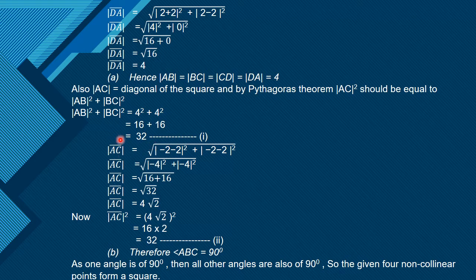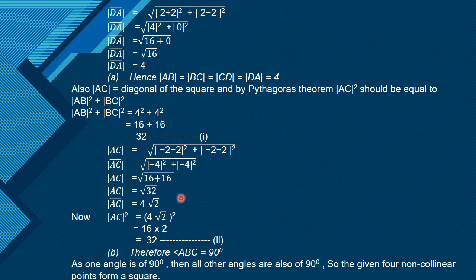Now we have to find AC, that is the diagonal of the square ABCD. By applying the distance formula to the coordinates of A and C, we found that the distance AC is 4 square root 2. So if we take AC square, 4 square would be 16 and square root 2 square will be 2. So 16 multiplied by 2 will give you 32. From equation 1 and 2, you can see that AB square plus BC square is equal to AC square. That is, base square plus perpendicular square is equal to the hypotenuse square.